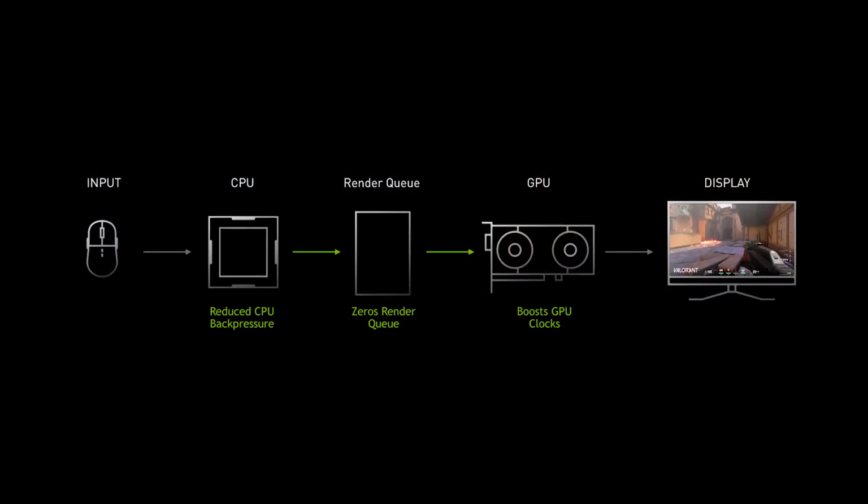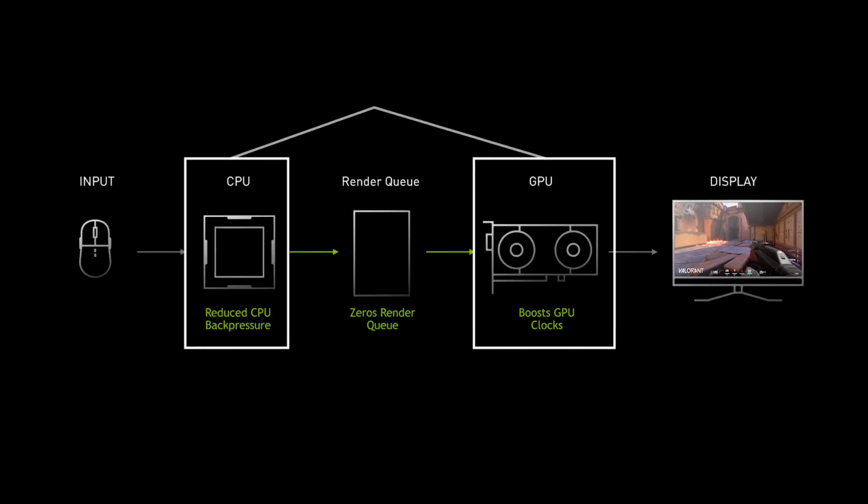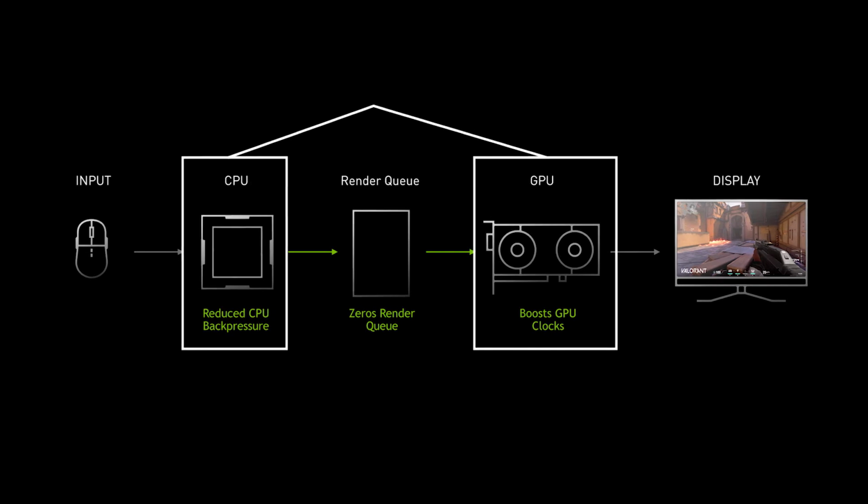NVIDIA Reflex helps with the game and render latency by reducing the render queue by keeping the CPU in sync with the GPU. This also reduces back pressure on the CPU, enabling games to sample mouse and keyboard input at the last possible moment, further reducing system latency.